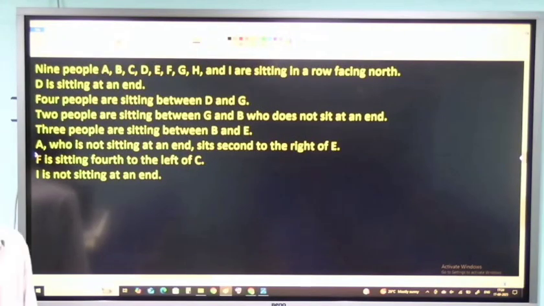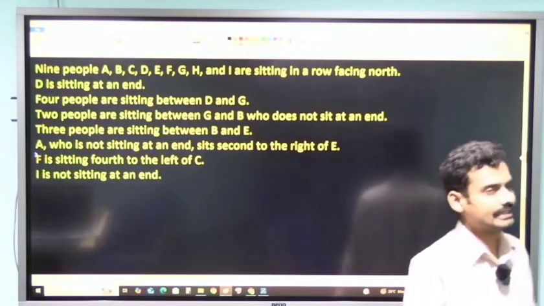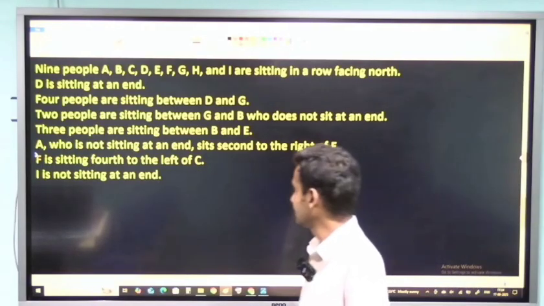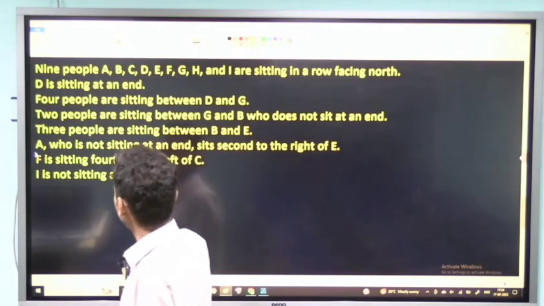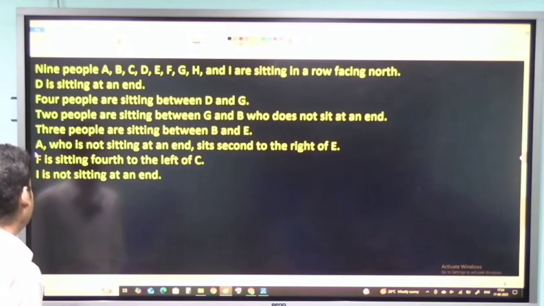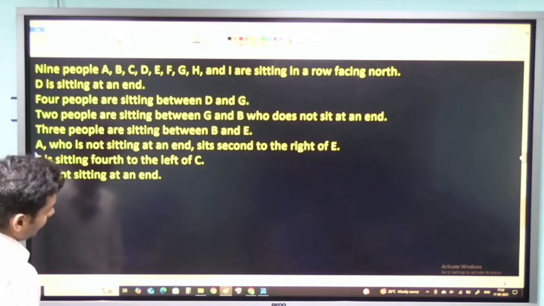9 people A, B, C, D, E, F, G, H and I are sitting in a row facing north. D is sitting at the end. Then 4 people are sitting between D and G. 2 persons are sitting between G and B who doesn't sit at an end. 3 people are sitting between B and E. A, who is not sitting at the end, sits second to the right of E.